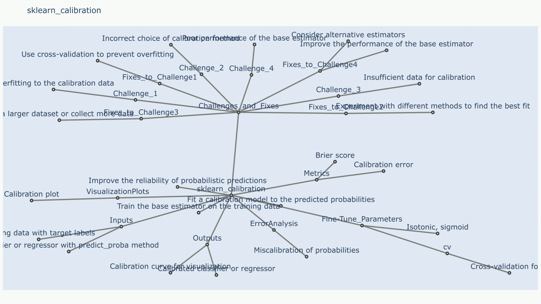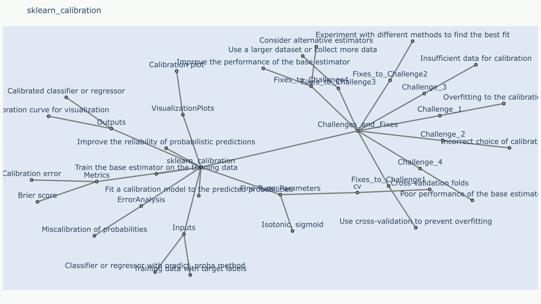Steps. Step 1. Explain in detail. The first step involves obtaining predictions from the original model on the calibration dataset. The model generates predicted probabilities for each data point in the dataset.